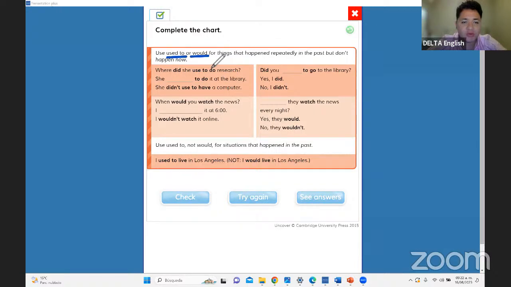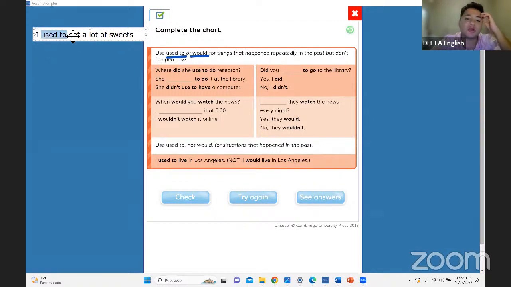So used to and would, but it has some uses. So you say, for example, I used to eat a lot of sweets. When I was a child, I used to eat a lot of sweets. Cuando yo era un niño, solía comer muchos dulces. So used to is a structure that you use to talk about habits, routines, things that you used to do repeatedly in the past, and you don't do them anymore.